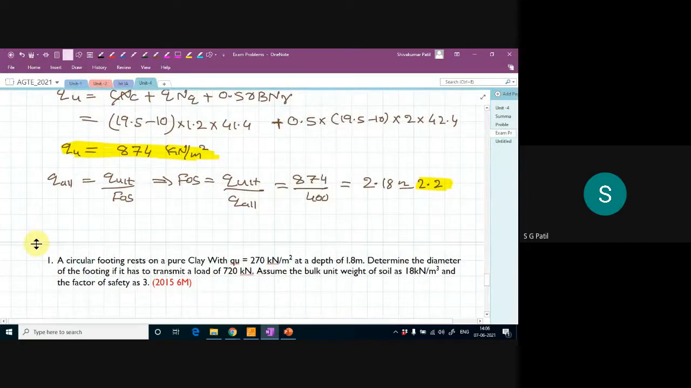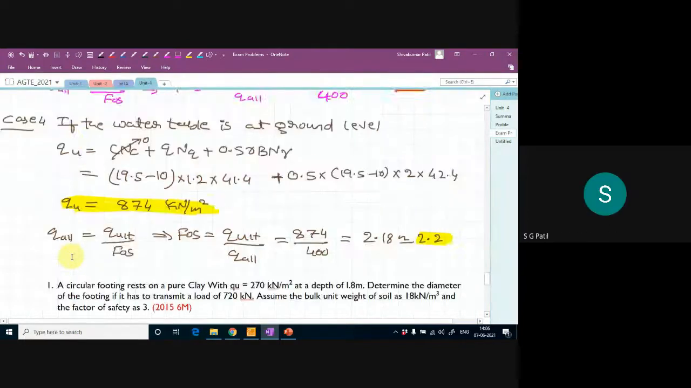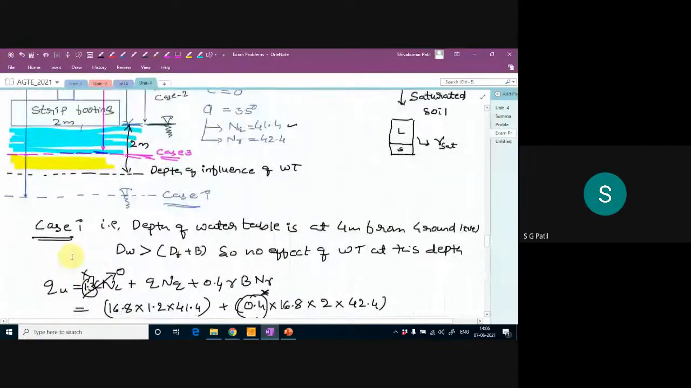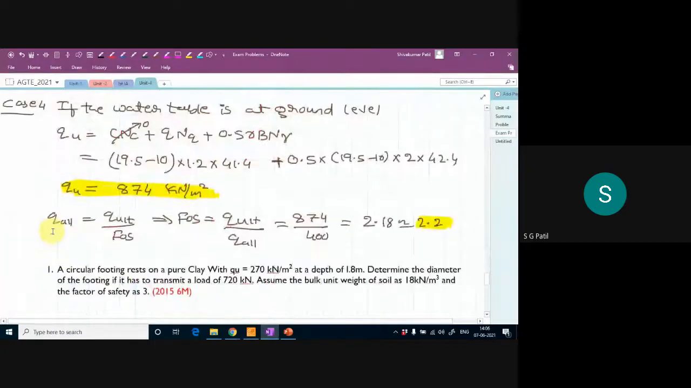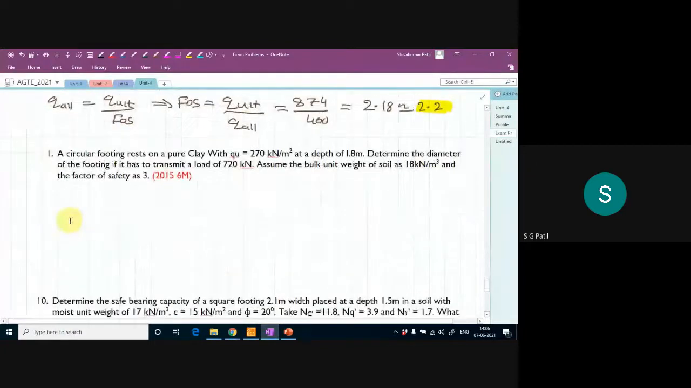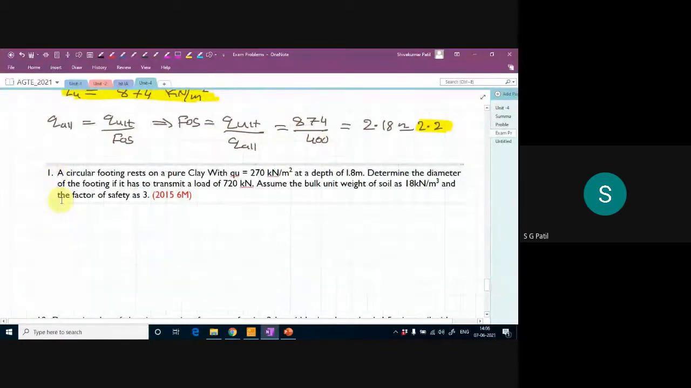Shall I go for the next one? Yes, sir. What was the number of the one we solved? This was the 8th problem. So let me put this as 9.